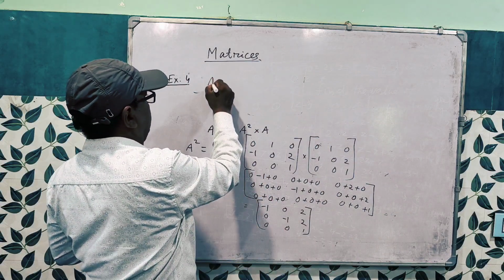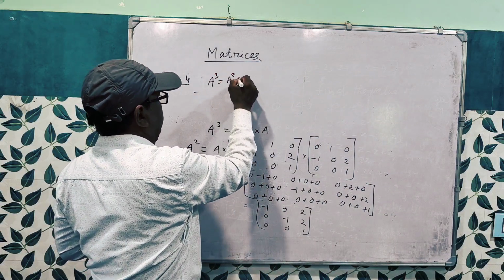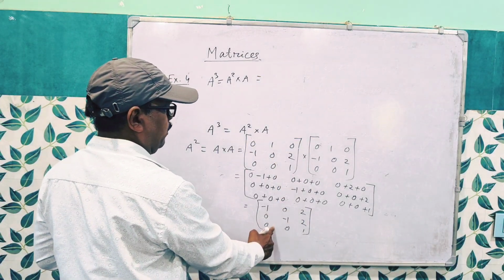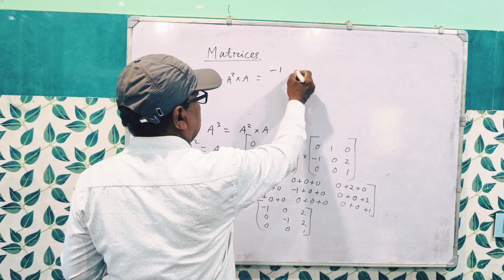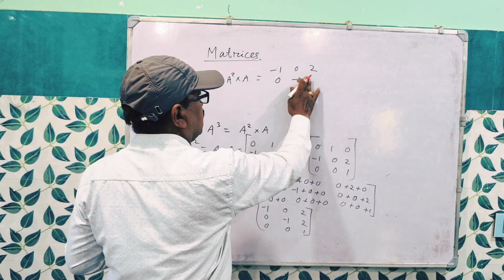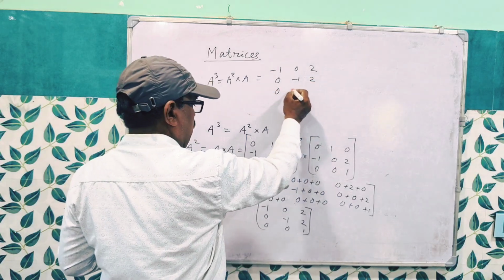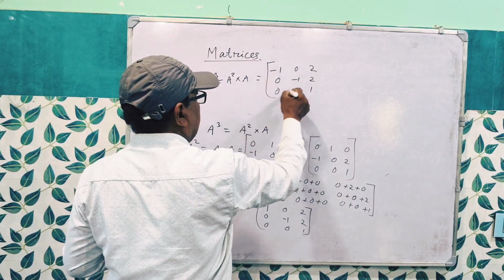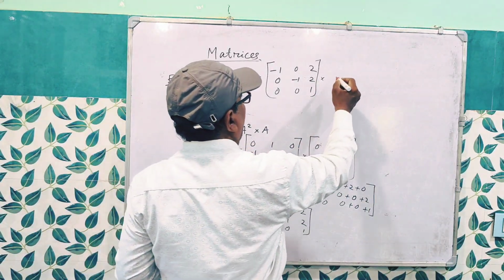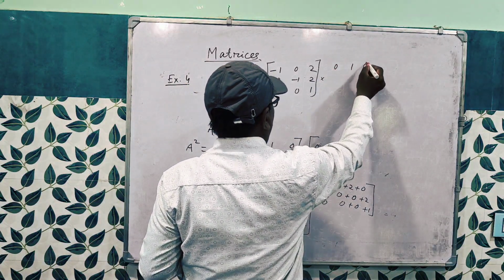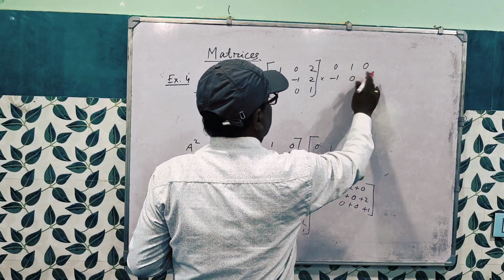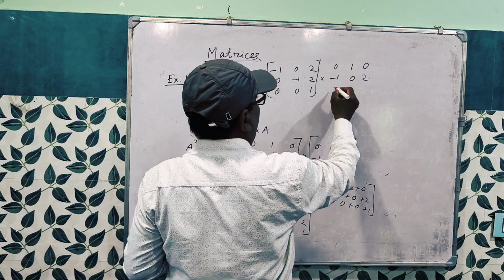What is a cube? A cube is equal to a square into A. A square means we have got a square: minus 1, 0, 2; 0, minus 1, 2; 0, 0, 1. And into A. What is A? A is 0, 1, 0; 0, 1, 0; minus 1, 0, 2; and 0, 0, 1.